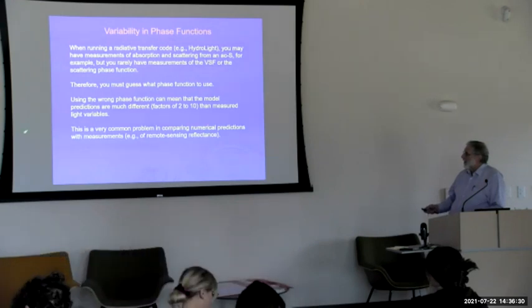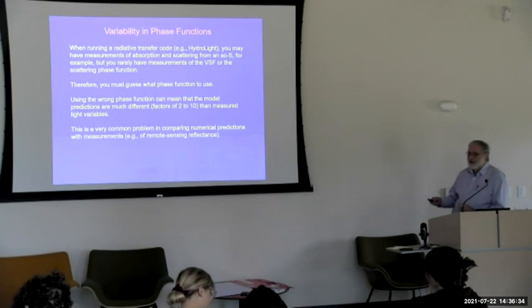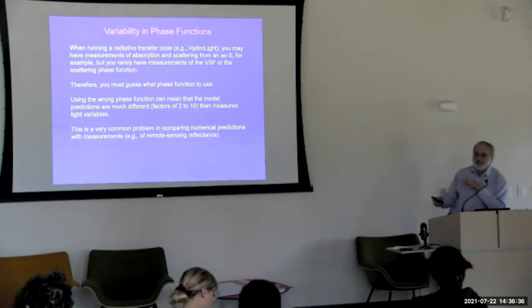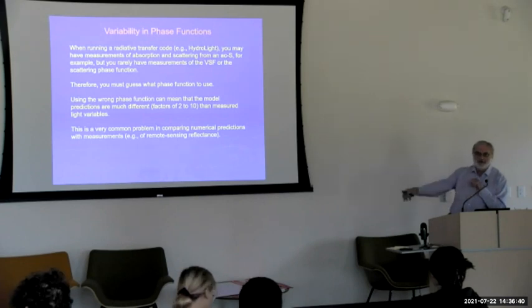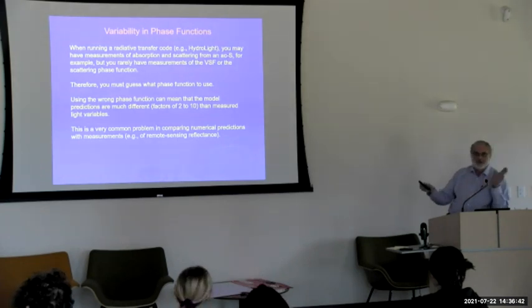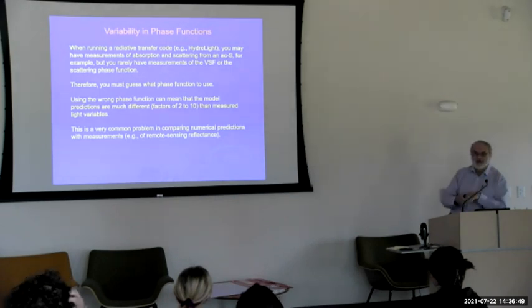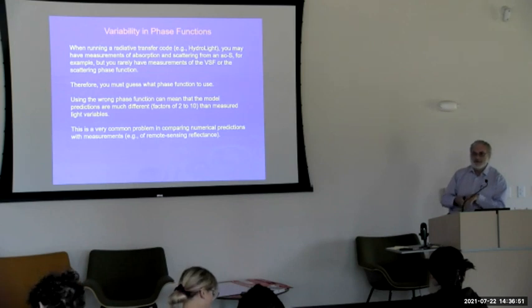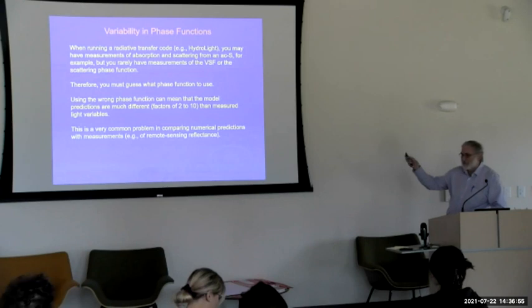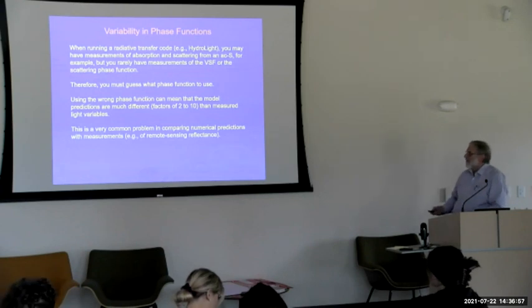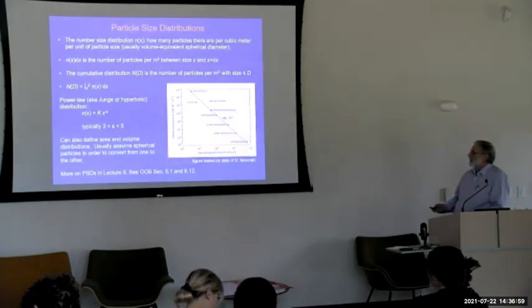It's for sure the most common problem when you compare numerical predictions coming out of Hydrolite or a Monte Carlo code with what you measured in the ocean, let's say for remote sensing reflectance. They don't agree. It's almost always because you were putting the wrong IOPs into the numerical model. And we'll talk more about this later, and you'll see it in the Hydrolite labs next week.